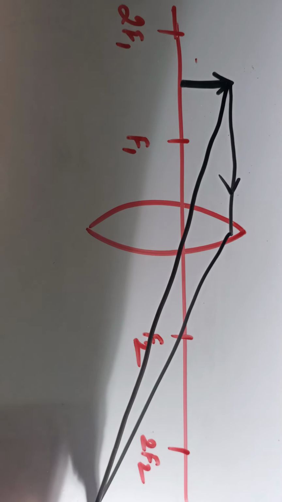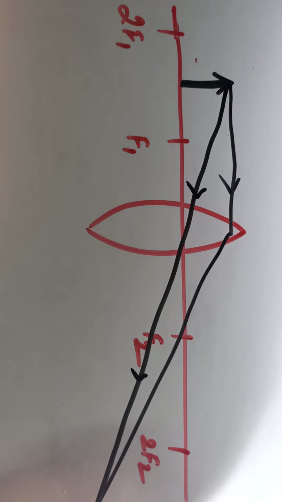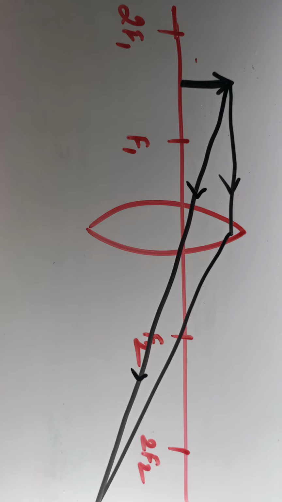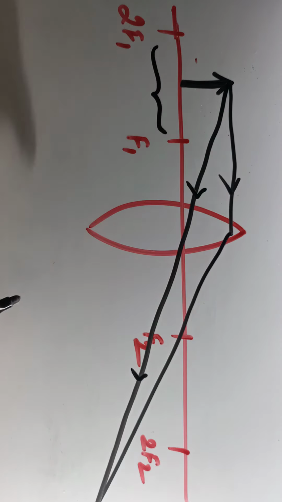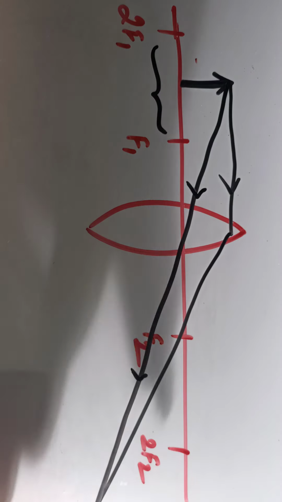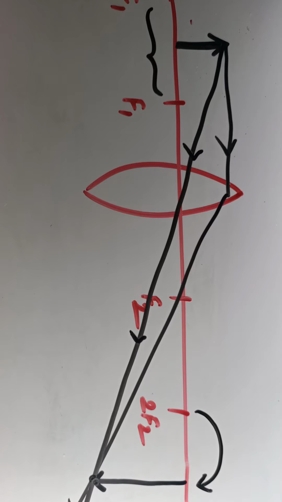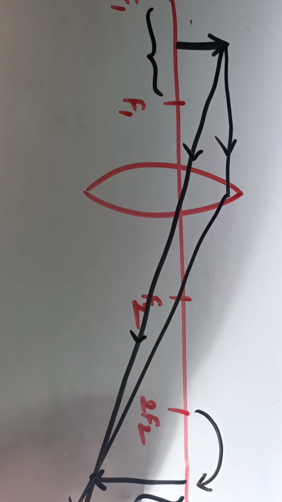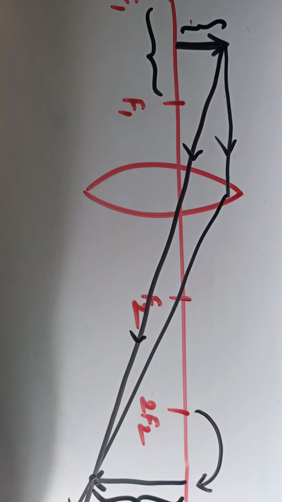Now you see these rays of light are meeting here. So you can very well find that if the object is kept between 2f1 and f1, the image is formed behind 2f2, right? You can look at the size. This is the size of the object and this is the size of the image.